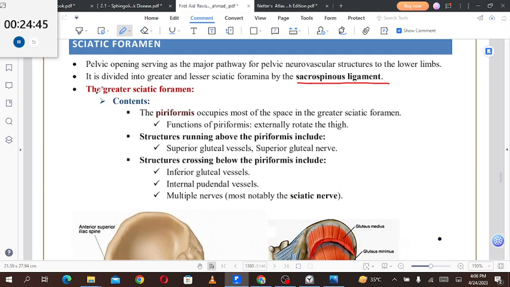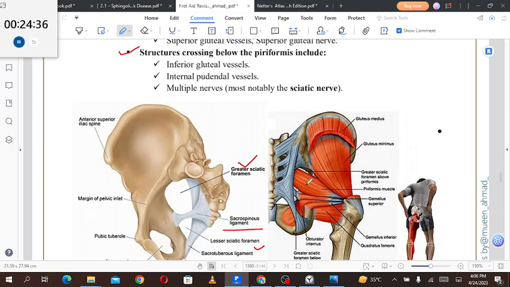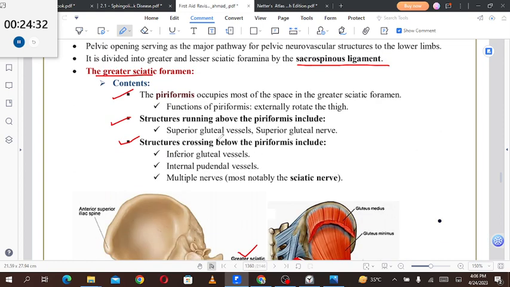The contents of the greater sciatic foramen include the piriformis, the structures running above the piriformis, and the structures crossing below the piriformis. The piriformis muscle is this one. Yes, this muscle is the piriformis. So the piriformis occupies most of the space in the greater sciatic foramen. Function of the piriformis: it externally rotates the thigh. Structures running above the piriformis include the superior gluteal vessels and superior gluteal nerve. Structures crossing below the piriformis include the inferior gluteal vessels, internal pudendal vessels, and multiple nerves, most notably the sciatic nerve.